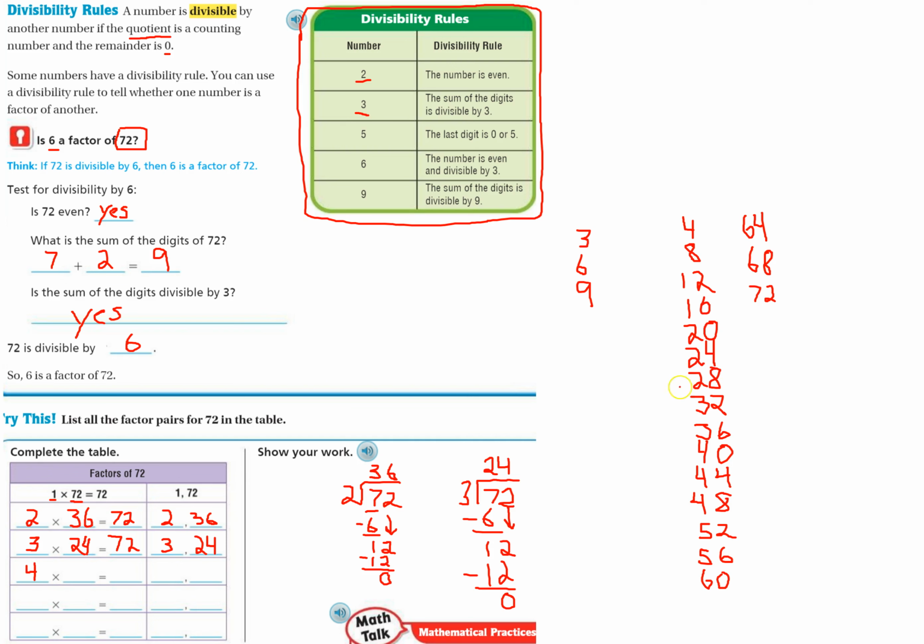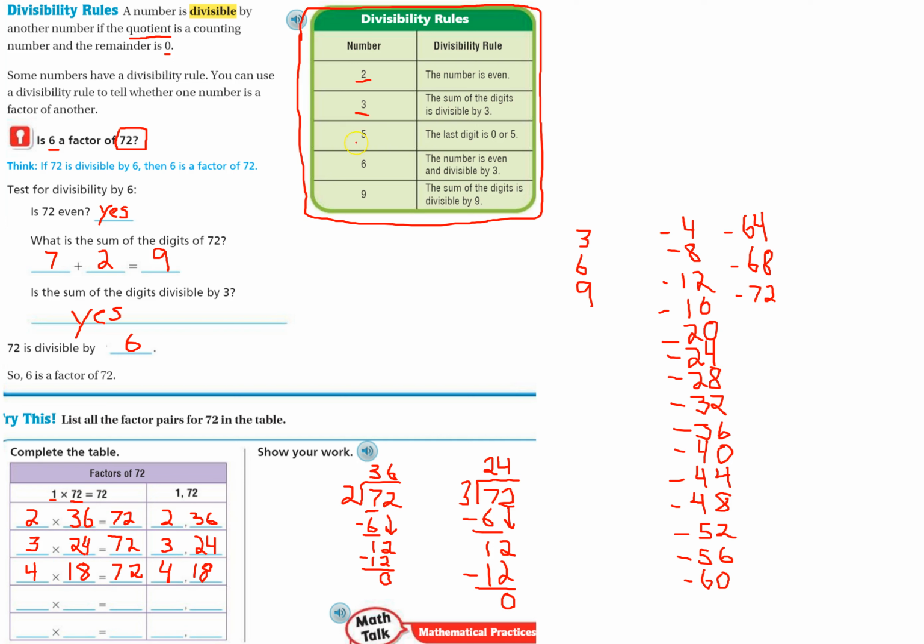So this is going to be 4 times, let's see how many 4s we needed. 1, 2, 3, 4, 5, 6, 7, 8, 9, 10, 11, 12, 13, 14, 15, 16, 17, 18. I needed 18 4s to get 72. And if I'm listing those factors, I'm listing 4 and 18.